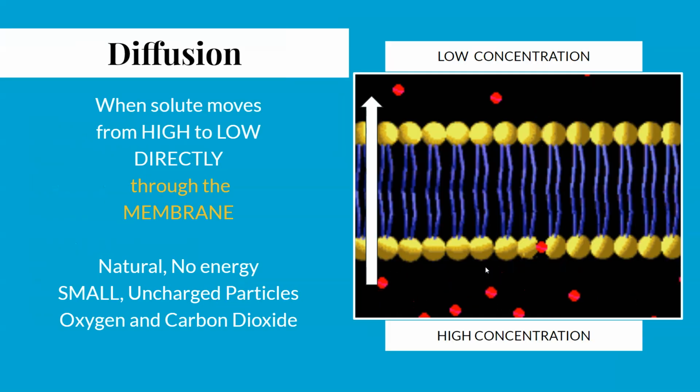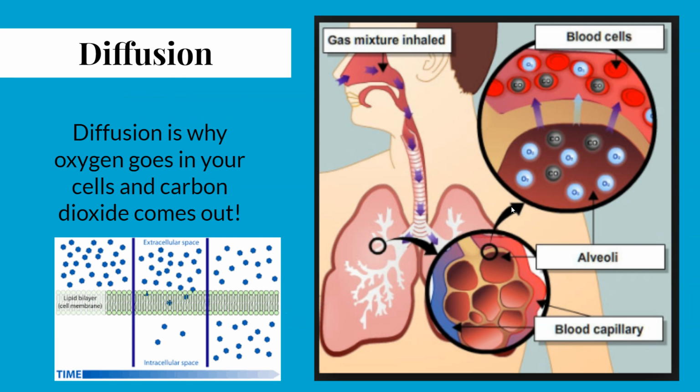So again, here's that image, high to low concentration directly through the membrane, those small uncharged gas particles. This is very natural. This requires no energy. That's diffusion. And this happens every time you take a breath because those gas particles, the carbon dioxide and the oxygen, diffuse from your lungs into your blood back and forth every time you take a breath.